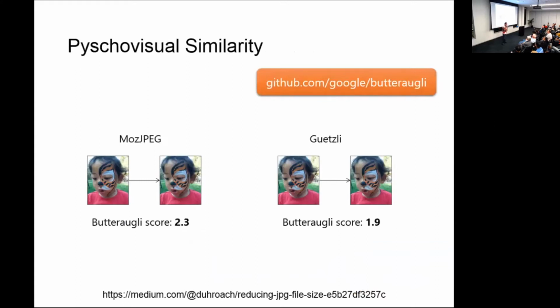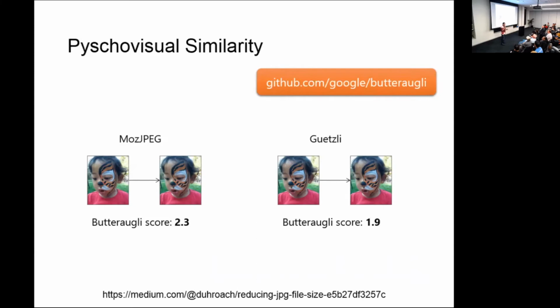psychovisual similarity. There are many different ways to quantify whether one image is similar to the other. There's SSIM, structural similarity. The one that is used by Google is called psychovisual similarity. It's a different project called Butteraugli. Basically, if you pass two images to this command line tool, it's going to produce a number. In this case, 2.3 or 1.9. The number doesn't mean anything. It's very abstract. There's no correlation with a physical quantity.